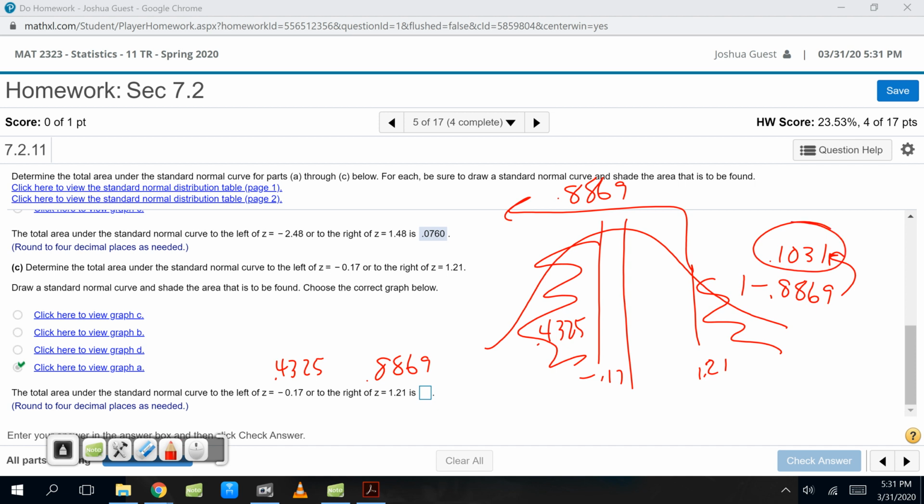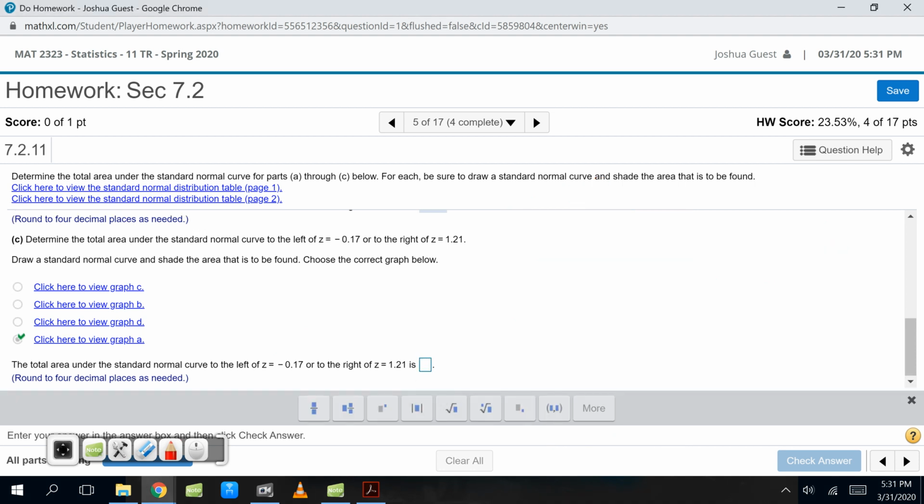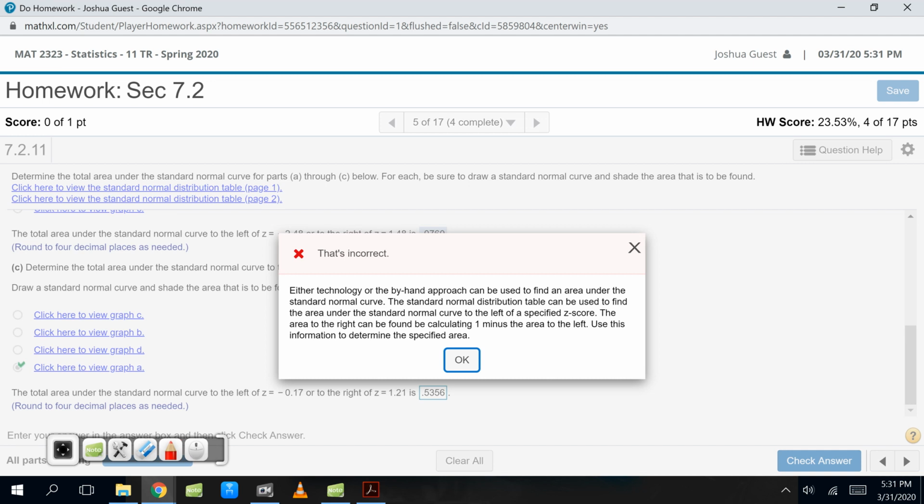So then I take this area and add it to this area. So 0.4325 plus 0.1031, and I get 6535. So 0.5356, and that goes in here. 0.5356, all right.